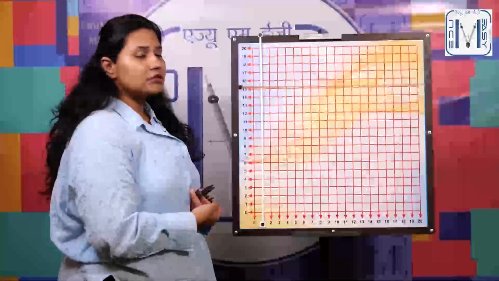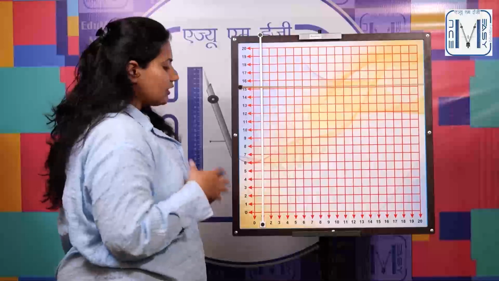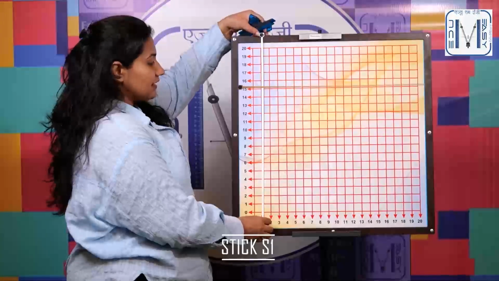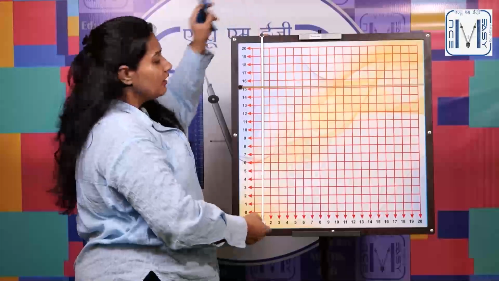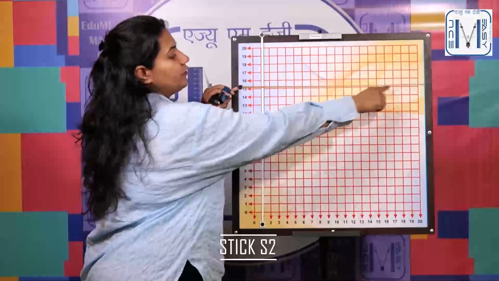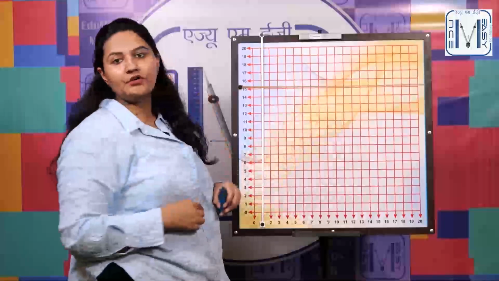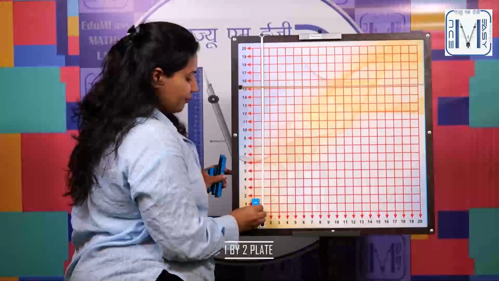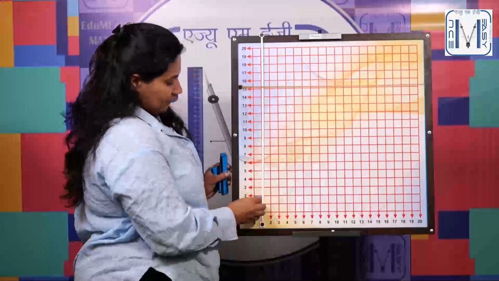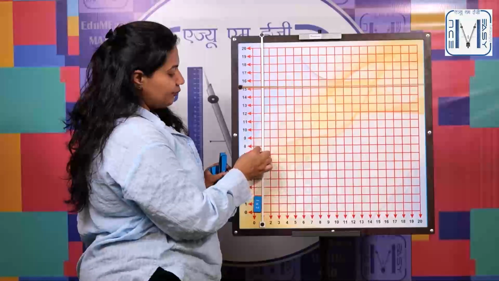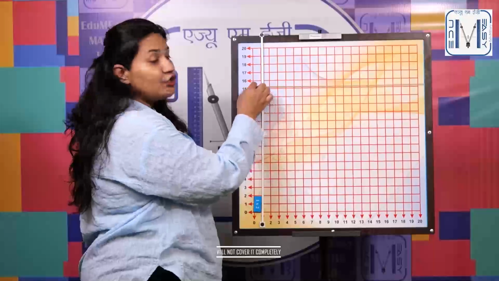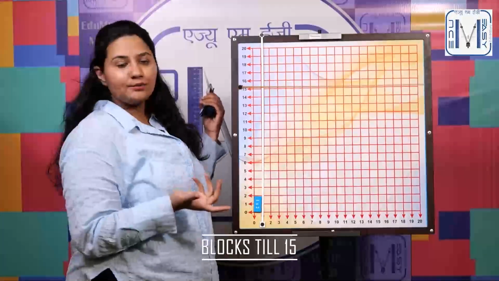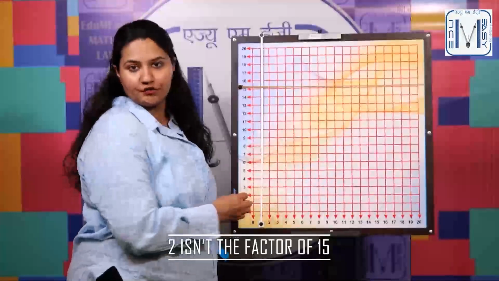Now let's find factors of numbers. Let's try finding the factors of 15. Again, you will need one stick vertically placed over here, and then you will need a stick that will be horizontally placed over here at the number 15. Now let's try finding the factors of 15. If I put a 1 by 2 plate over here, you can see that if I keep putting the 1 by 2 plates, it will not completely cover the blocks till 15. So that means 2 is not a factor of 15.